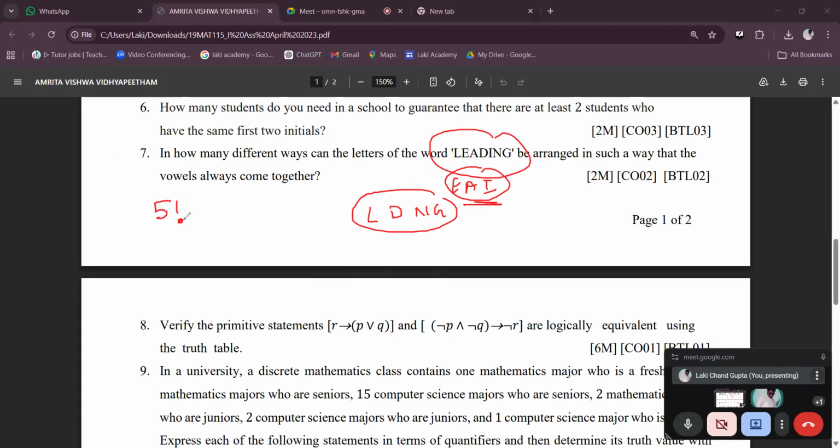5 factorial into 3 factorial. Right? Why 3 factorial? Because the vowels can also be arranged among themselves. Understood? Here, arranged. Either you are asked to find arrange or select. If you are going to select, then you will use combination. Otherwise, permutation.